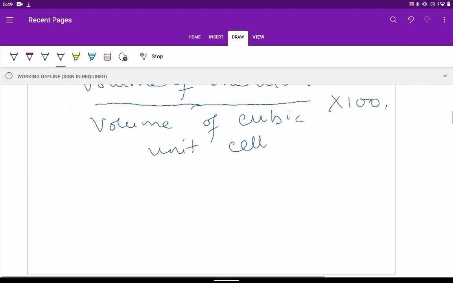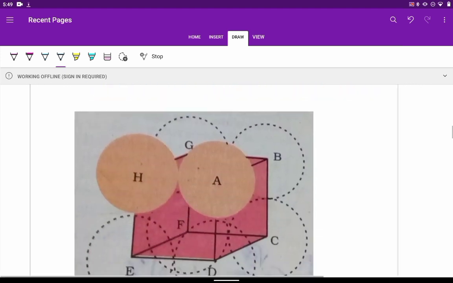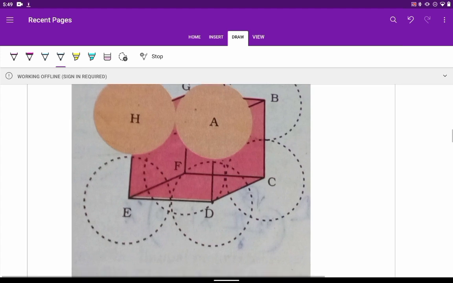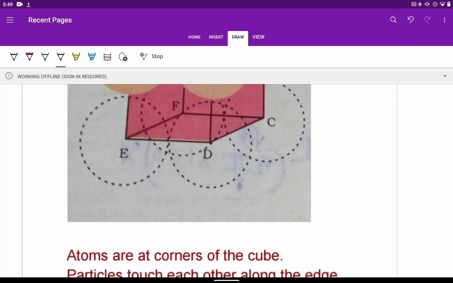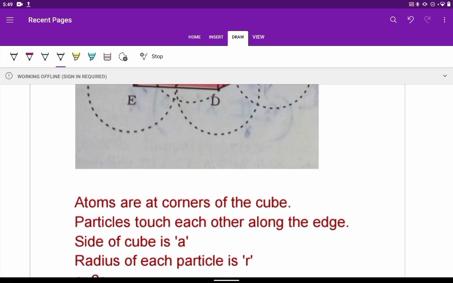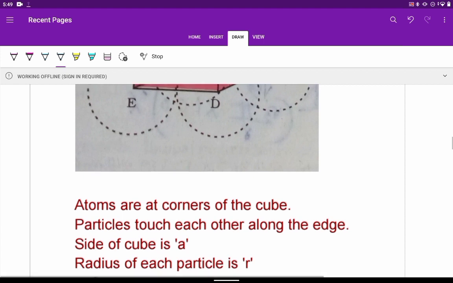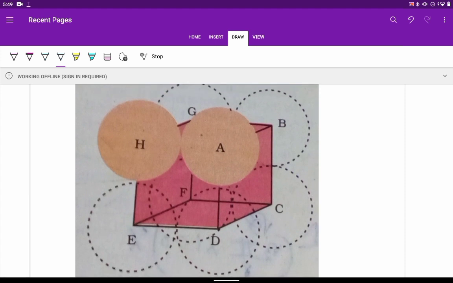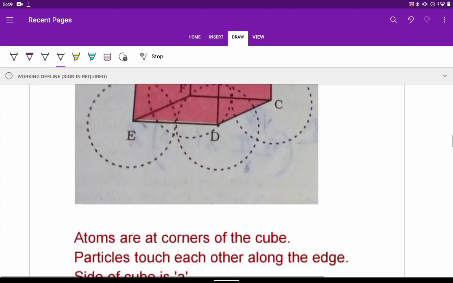Now if we see this structure, you see this is a simple cubic unit cell. In this, if we have to find out the packing efficiency, then first we find out volume of one atom. Now for volume of one atom, before that we have to see some considerations. In this we see that the atoms are at the corners of the cube, as you can see in the figure. All the atoms wherever present are at the corners of the cube.